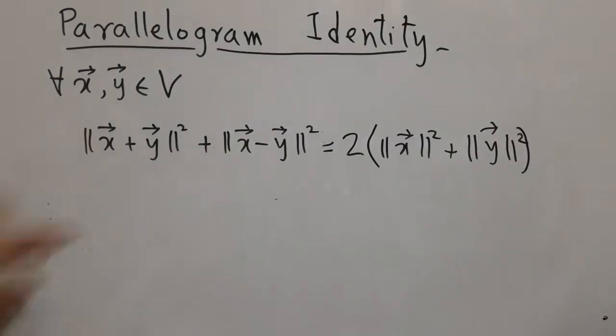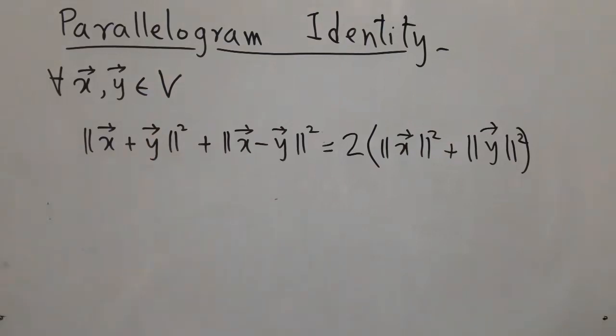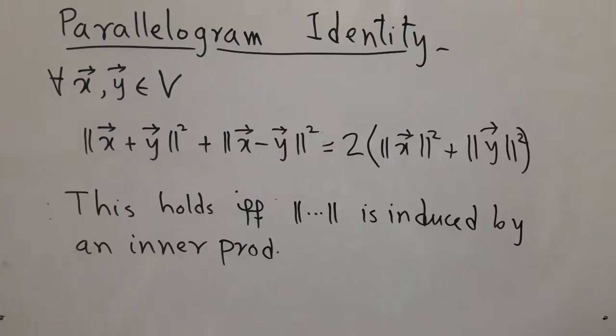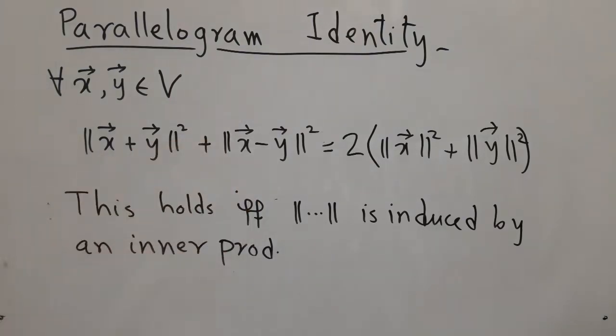Now the interesting fact about the parallelogram identity is that this holds if and only if this norm is induced by an inner product. Now proving one direction is very easy. If it is induced by an inner product, just use that a plus b whole square plus a minus b whole square formula and you will get it. The converse is not that easy, so I encourage you to give it a try. Of course, you should be able to prove it. That is, if some norm satisfies this condition, it must be induced by some inner product. Anyway, we are not going to need that difficult task.